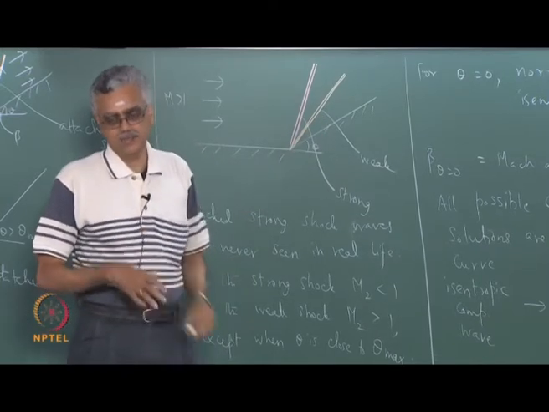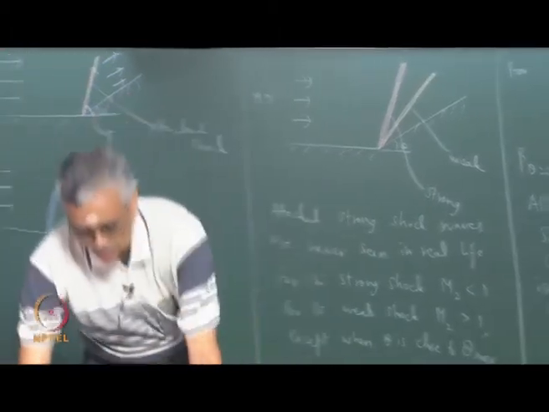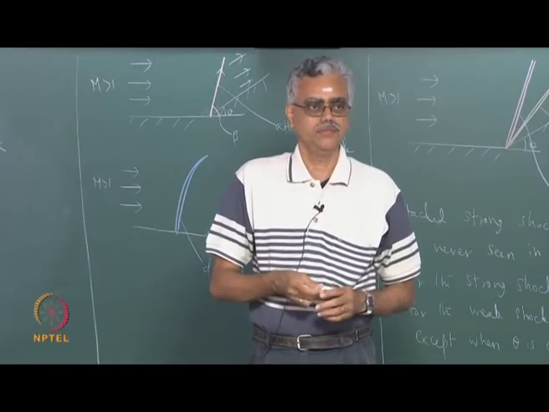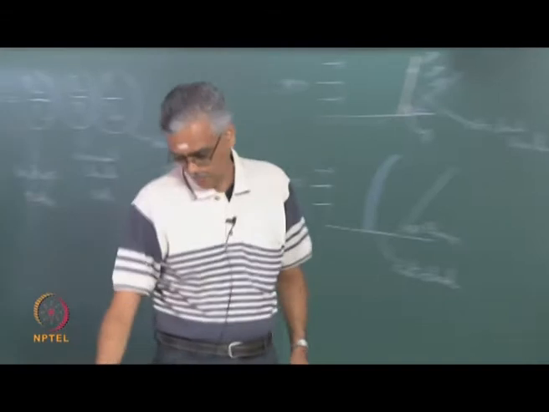So, my understanding of this is that because the strong shock portion of this curve is so steep, in reality if you try to go beyond this theta max point, or if you try to get the other solution, it is never seen, because it will coalesce into a normal shock rather than show a strong oblique shock. Okay.